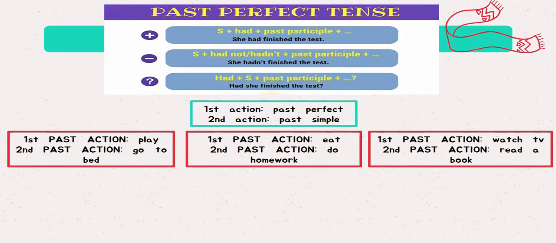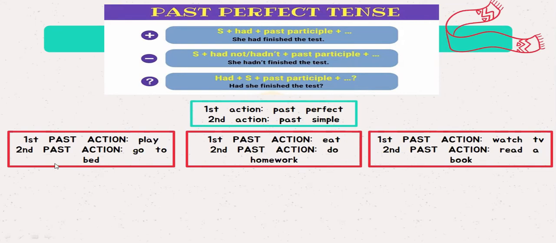So just remember that when we are comparing two actions from the past, the first action is in past perfect and the second action is in past simple. So we are going to make sentences using these verbs. We have the first past action, the second past action. So one sentence will be in past perfect and the other sentence will be in past simple.